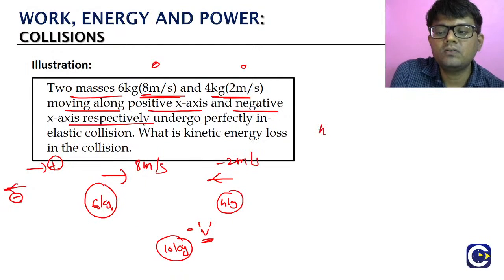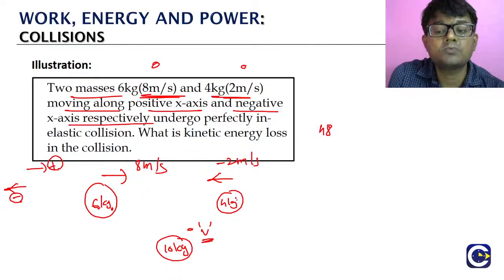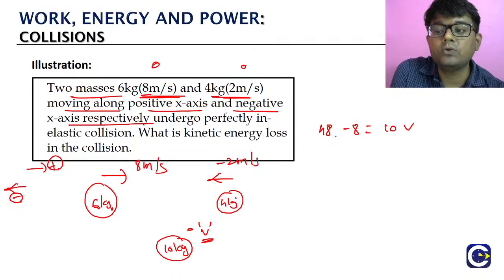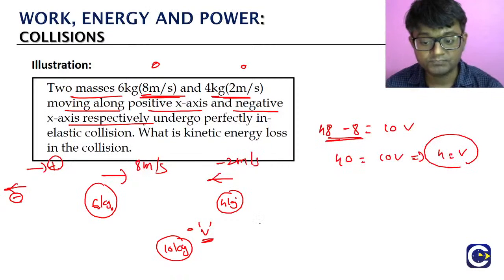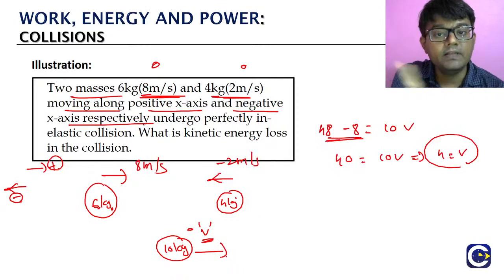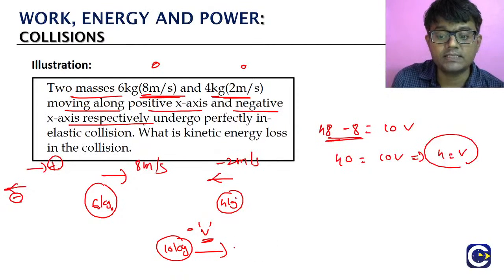What is the momentum of this? 6 8s are 48. Momentum of this is what? 4 into minus 2 is minus 8. That is equal to 10 into V. 48 minus 8 means 40 is equal to 10V. Means V is equal to what? 4. So the 10 kg will start moving in the positive direction. Means that is to the right side. With how much speed? 4 meter per second.